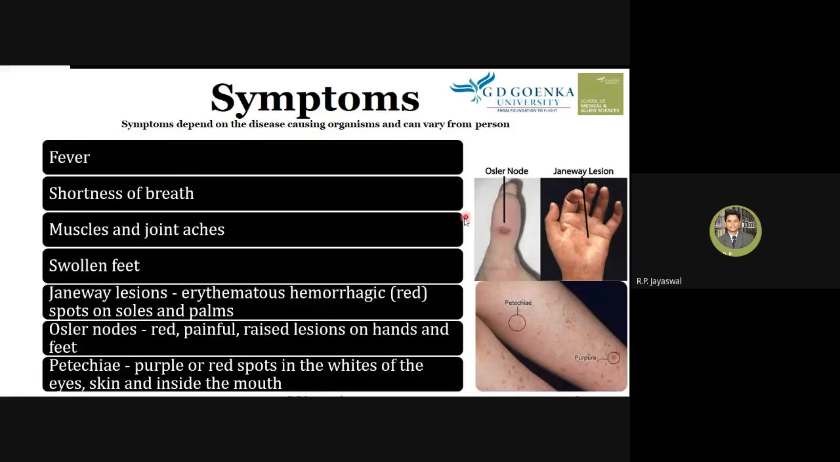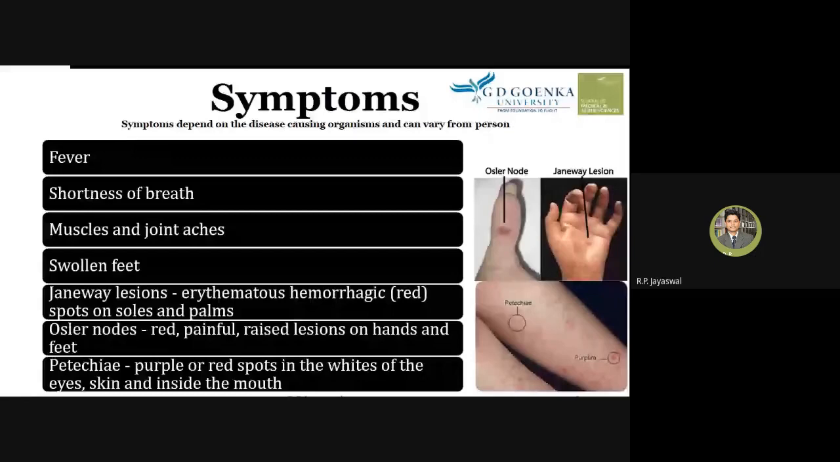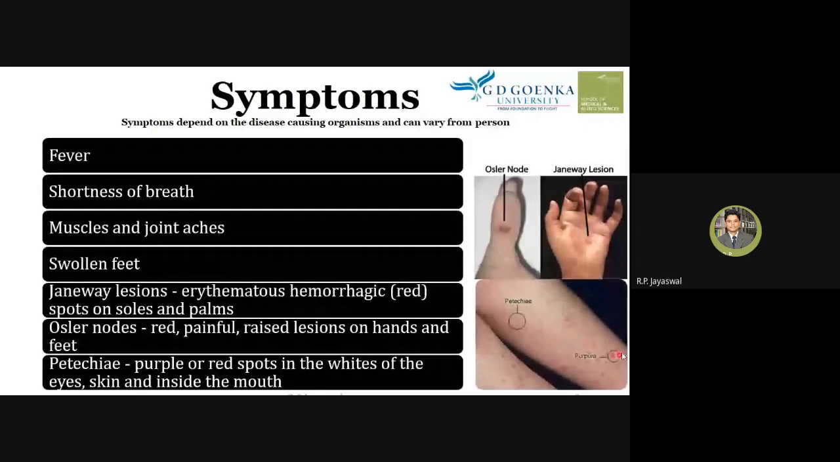Similarly, there is the Osler node, which usually appears in the hands and feet. This is a red, painful, raised lesion. And there is petechiae, where there is a purple or red spot in the white of the eyes, skin, and inside of the mouth. So here we can see the petechiae, or even sometimes purpura also. A large spot or small red spot can be seen in the eye, skin, inside the mouth, on the leg, on the body parts.